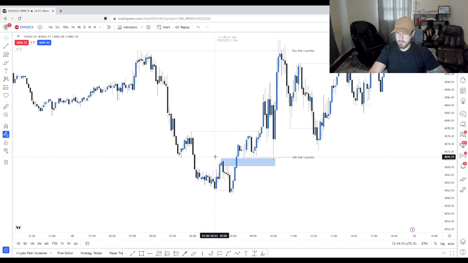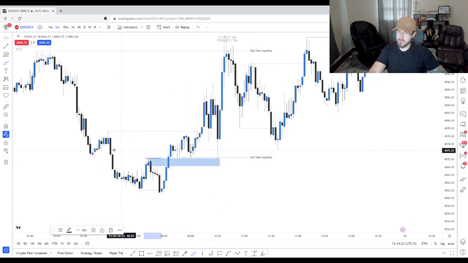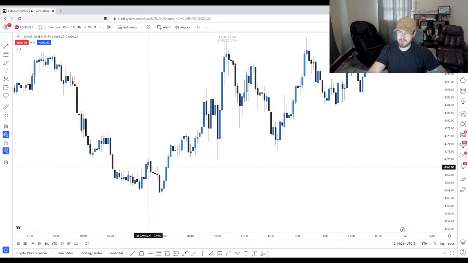Again, we didn't know that until this happened. This is a great example of displacement. Full-bodied candles pushing right through a high and also disrespecting, if you just look at it like this, some people might say this is an order block or this is supply, right?